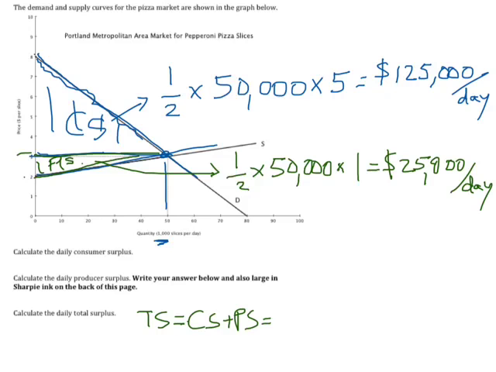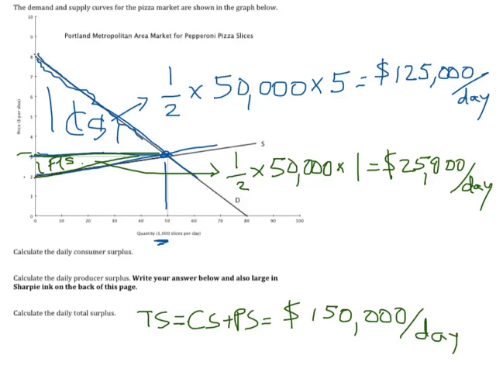And then finally, total surplus is simply the sum of consumer surplus and producer surplus. And it's 125,000 plus 25,000 is 150,000 per day. And that's the amount by which consumers and producers of pizza in this market, in this Portland metro market, are better off because this market exists. And that's an amount per day.